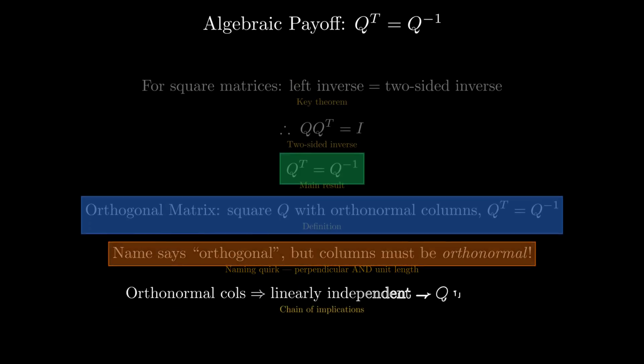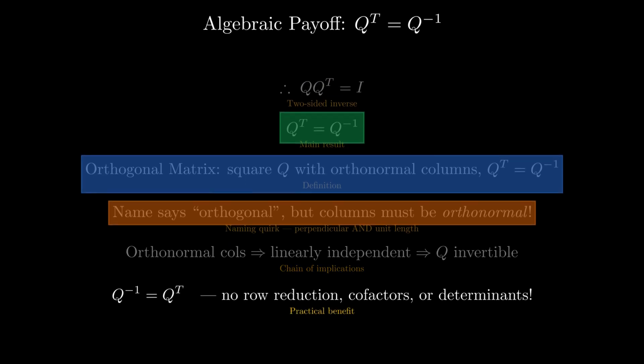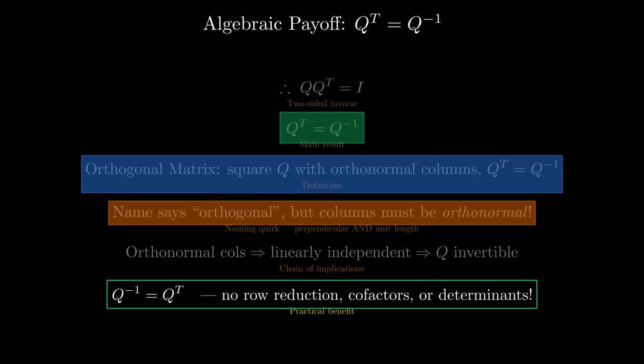One more key fact, orthonormal vectors are always linearly independent. Perpendicular directions can never combine to produce the zero vector. So n orthonormal vectors in Rn form a basis, and Q is guaranteed to be invertible. Its inverse is simply the transpose. No row reduction, no cofactors, no determinant computation needed. Now let's see this in action with 4 concrete examples.